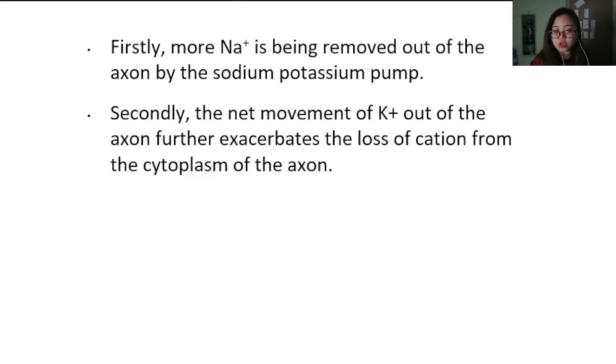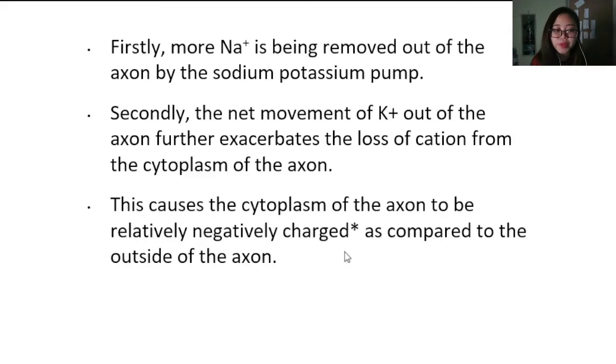cytoplasm of the axon. So dalam arti kata lain, pergerakan keluar potassium ion, pergerakan keluar sodium ion melalui sodium-potassium pump menyebabkan kita punya membrane potential menjadi negatif sebab yang positif terkeluar. This causes the cytoplasm of the axon to be relatively negatively charged as compared to the outside of the axon.